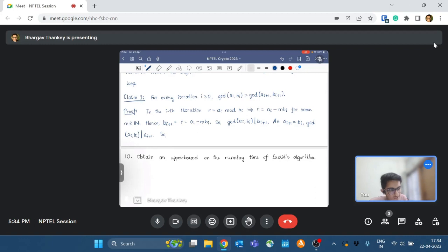In other words, it must be less than or equal to the greatest common divisor. So the GCD of AI and BI is less than or equal to the GCD of AI plus 1 and BI plus 1.